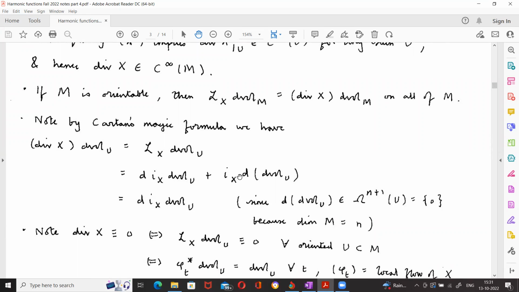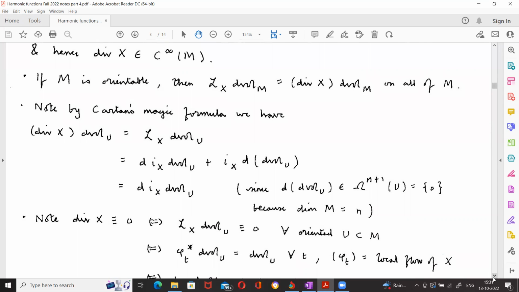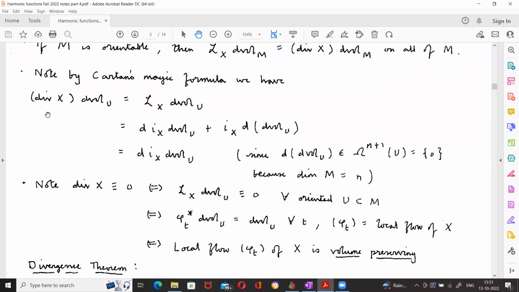So this second term here is going to vanish, because d of dvol is an n plus 1 form, which is 0 because the dimension of M is n. So this is just equal to d of i_X dvol u. All right. So using this formula, we'll be able to calculate explicitly the divergence. This div X into dvol is d i_X dvol.